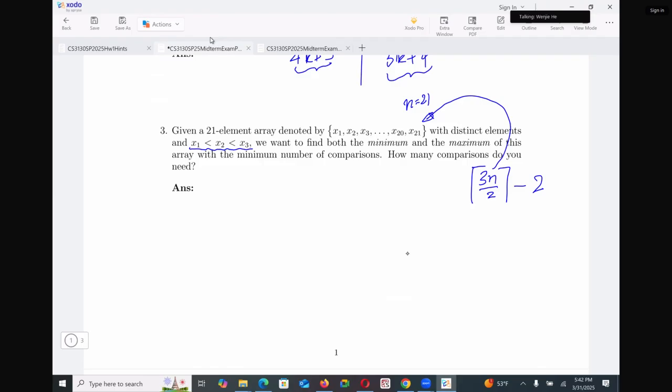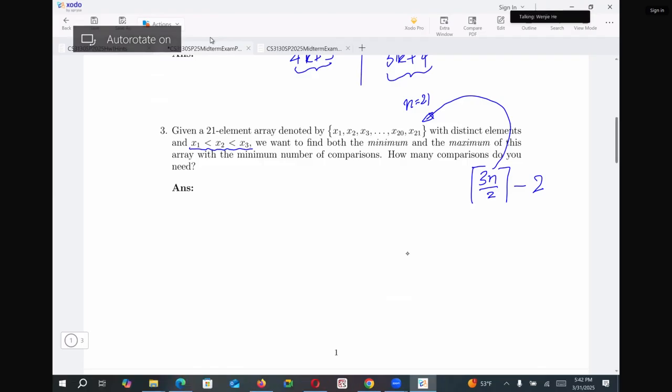Let me show you that idea. We split the elements into two parts: the first three elements, then the remaining part starting from x sub 4 to the end. The remaining part, we know, has 18 elements. But how do we treat the first three elements? Let me talk about Kirill's idea first.